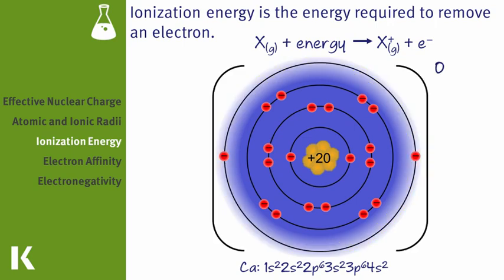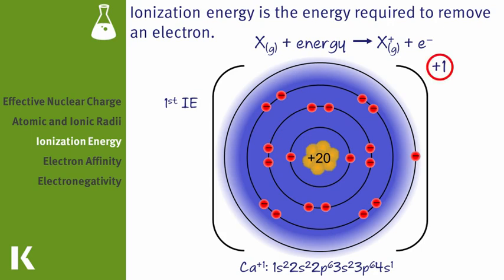Since calcium has the same number of protons and electrons, the charge is neutral, or 0. Take a close look at what happens to this valence electron. The first ionization energy is the energy required to remove an electron from a neutral atom. When we remove the electron, 2 important things happen.